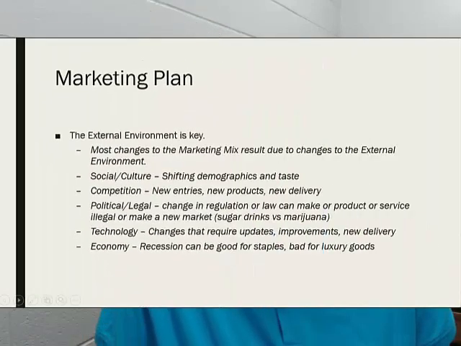The external environment is key. Most changes in the marketing mix will result due to changes in the external environment. For social culture, this can be a shifting demographic or it can be a shift in tastes. Competition: new entries, new products, new delivery methods. Political legal: a change in regulation or law that can make a product or service illegal or make a new market.